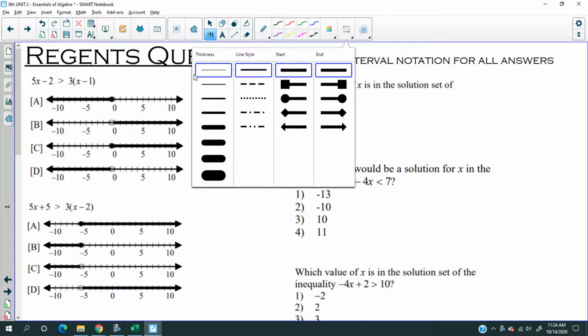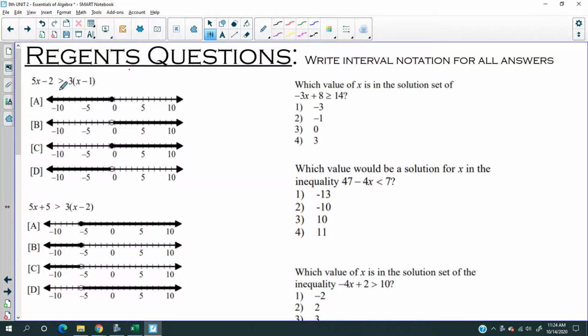Now, this first one, I'll do with you. If you want to copy down the question. Here we have an inequality with variables on both sides. See that? So right off the bat, we're going to have to distribute. Here we have 5x minus 2 is greater than 3x minus 3. Just going to subtract and divide.